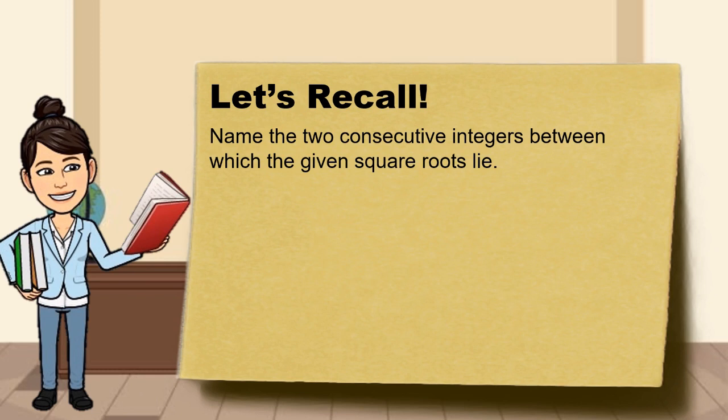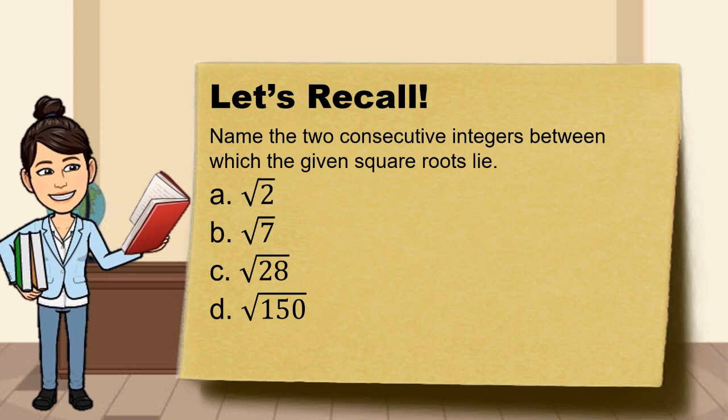Name the two consecutive integers between which the given square roots lie. Letter A, square root of 2. Letter B, square root of 7. Letter C, square root of 28. Letter D, square root of 150. And letter E, square root of 41. I will give you time to write your answers on a clean sheet of paper.